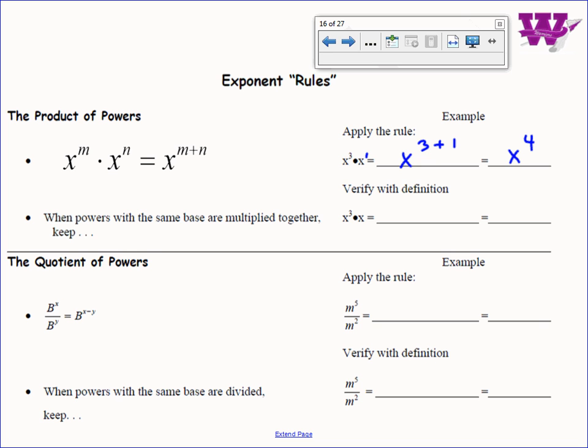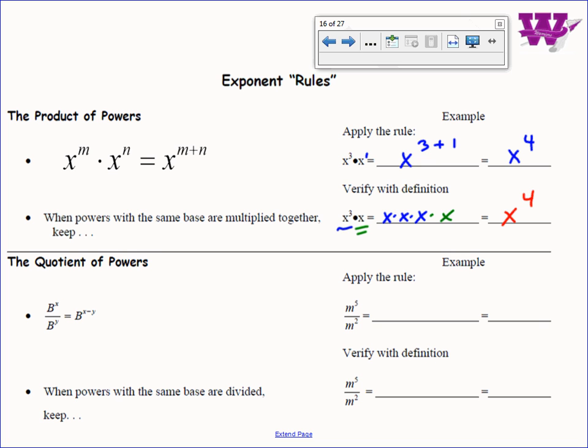Okay. Now we're going to verify with the definition. The definition of exponents is repeated multiplication. So x cubed in blue is x times x times x, times the single solitary x to the first in green. How many x's in a row multiplied together, Katie? 4. Guess what? Math works. So this is x to the 4th, whether I'm using the property or the definition of exponents.